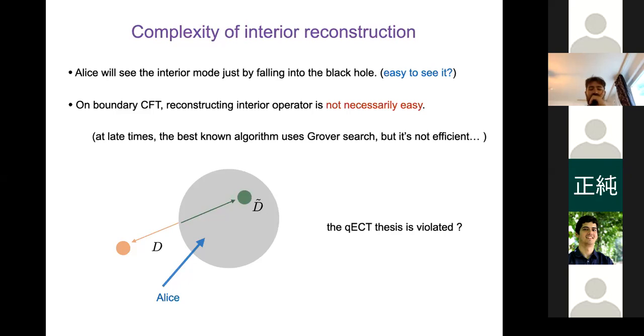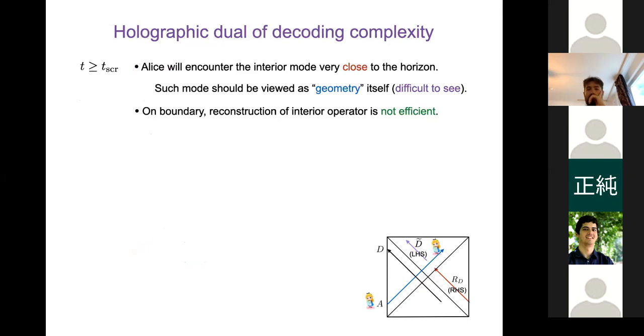But then I came to a tentative resolution. This is a bit speculative, but my current tentative resolution of this puzzle is the following. Let's assume that the time separation is longer than the scrambling time. Then it turns out that Alice will encounter the interior mode very close to the horizon, in a sense that it is actually less than Planck scale close to the horizon. Well, that is crazy, because such short distance physics should not be visible to an infalling observer. I believe that such a mode should actually be viewed as a part of the geometry itself. This reorganizing of the matter fields into geometry may happen due to some short distance quantum gravity effect. But the point is, this degree of freedom is not easy to see. And on the boundary, in this time scale, reconstruction of the interior operator seems to be very difficult.